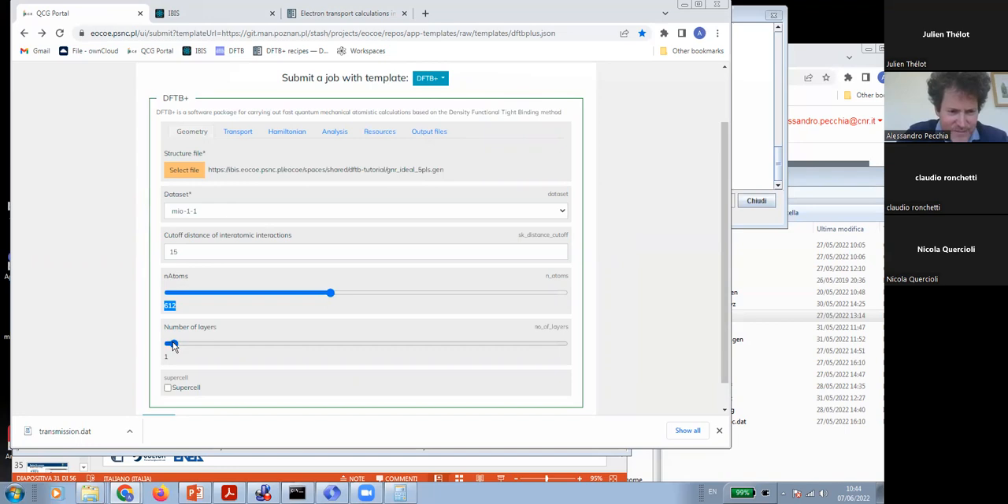So 612, and then we need to specify also the layering. There is no automatic recognition inside the LibNEGF. So you need to say how many layers you have in the system. This also gives you the freedom to just describe everything with a single layer or partition differently. This is not a supercell, so this has to remain unflagged because it is a nanoribbon.